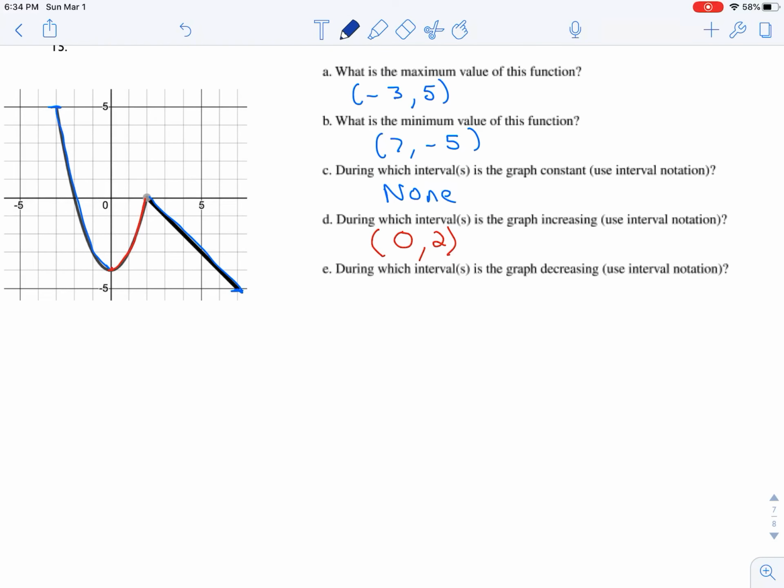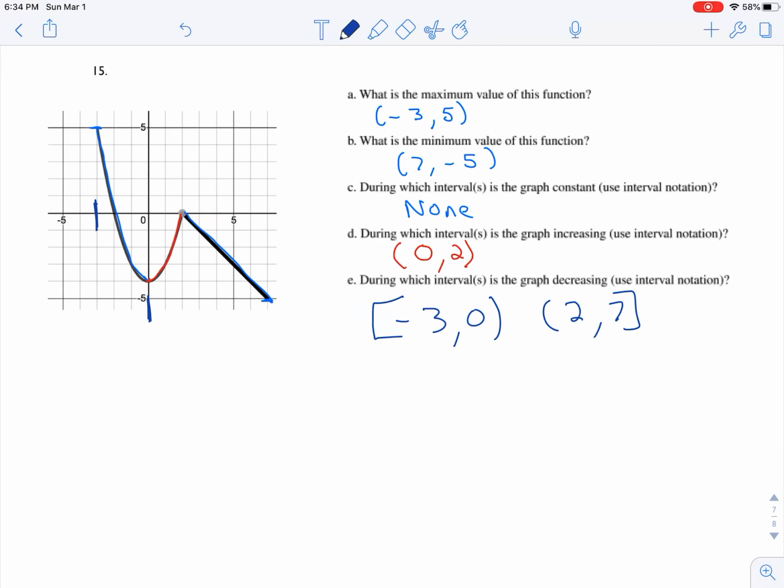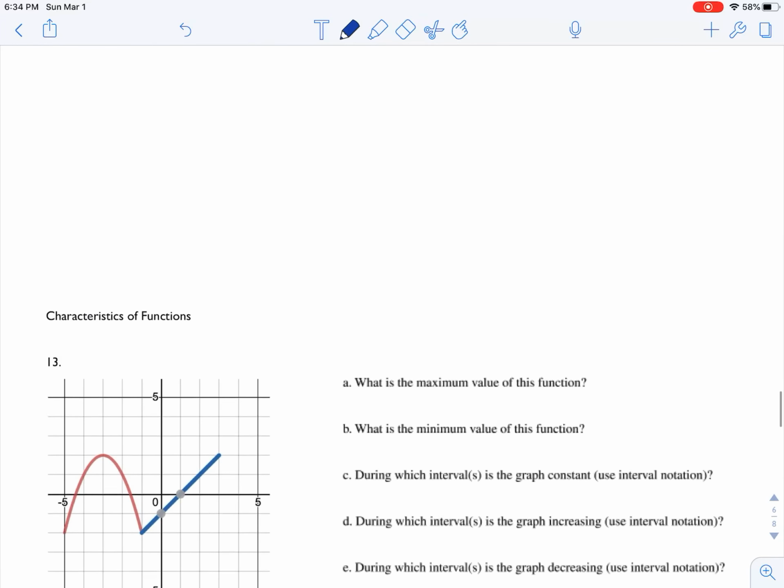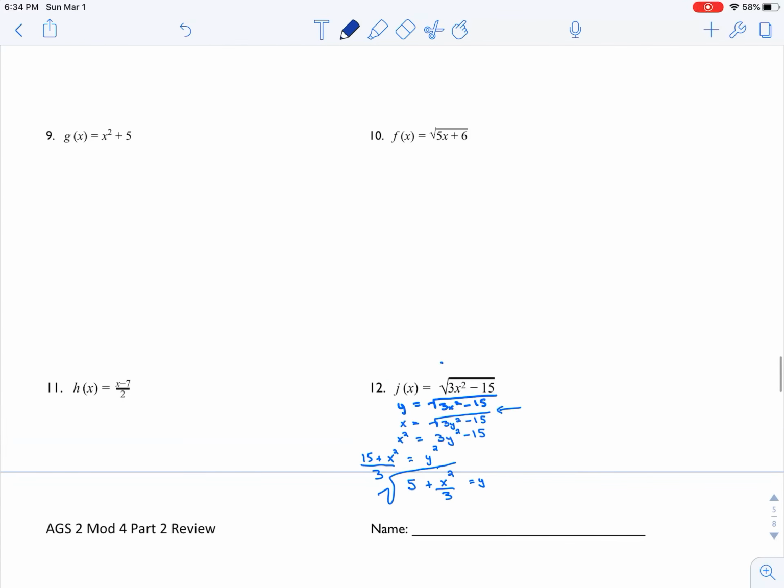So that is from -3, right here, it decreases to 0. And then also from 2 to 7. Now, if I'm being really nitpicky about it, the start points and the ending points, I use brackets. But that should get you through the rest of the problems and hopefully the whole study guide and ready for the test.